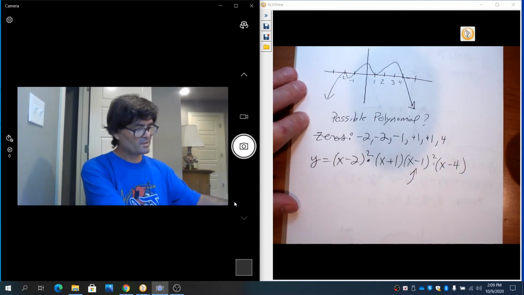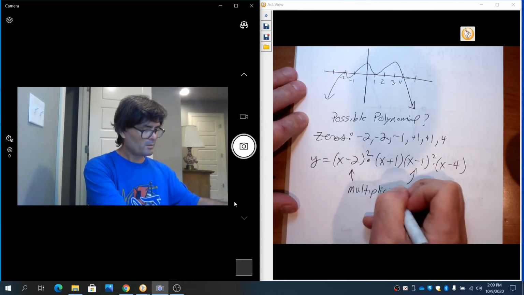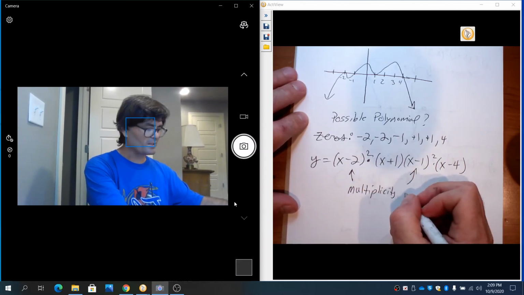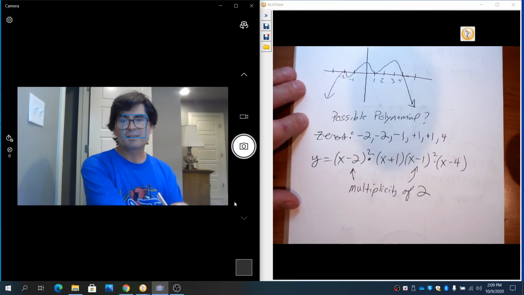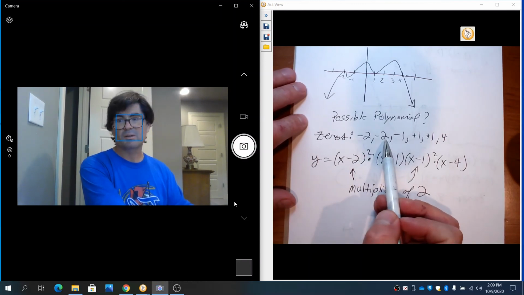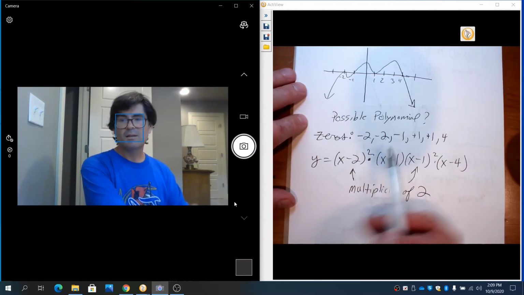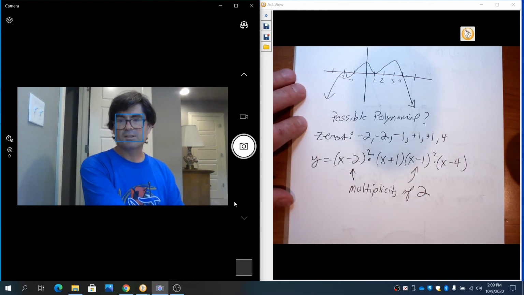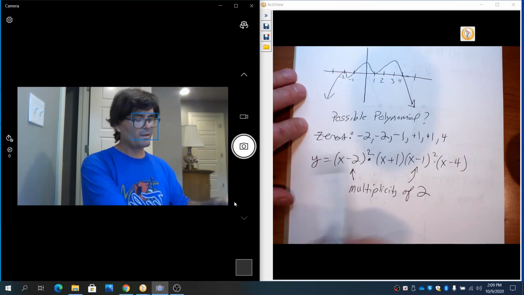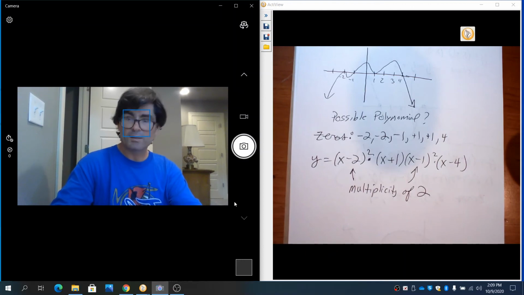When I have something like this, that means multiplicity. We say multiplicity of 2. That's a vocabulary word. So if I say one zero is negative 2 with a multiplicity of 2, that means we have two of them. If I had three of them, then we'd have a multiplicity of 3. So that should get you going with the relationship between a polynomial's graph, its equation, and whether the zeros are repeated one time or two times.